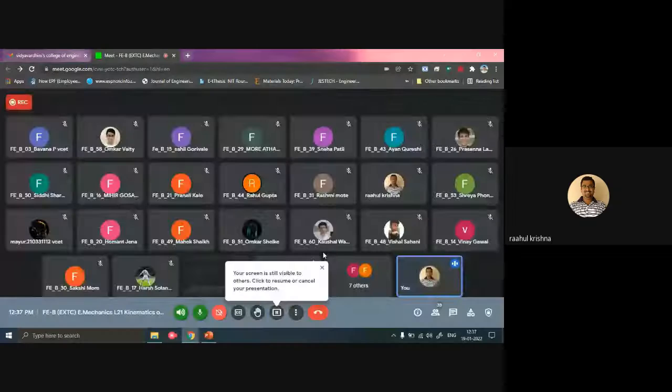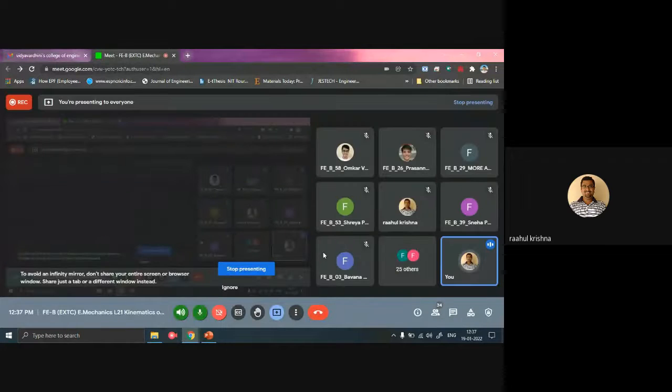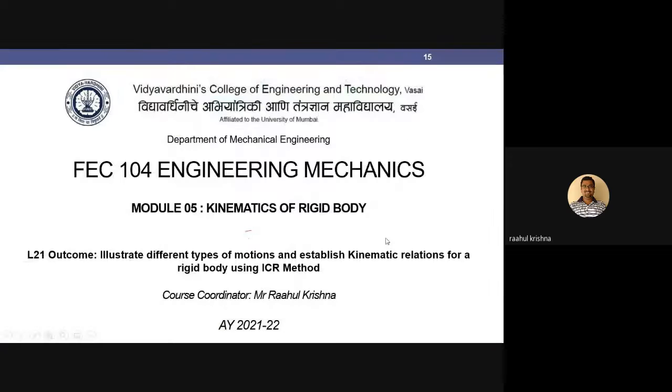Okay. So now we'll continue our discussion where we stopped yesterday. Today we'll be starting with numericals about the kinematics of rigid body. So we'll be talking about ICR.